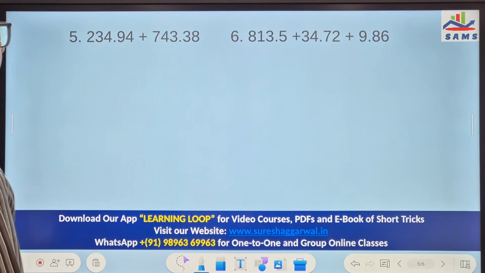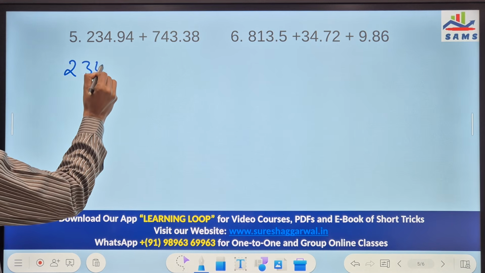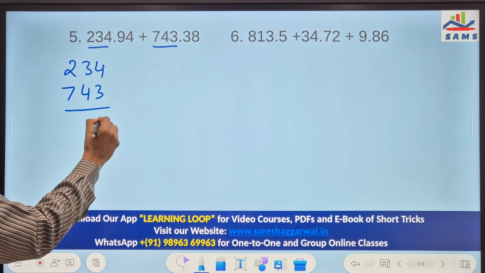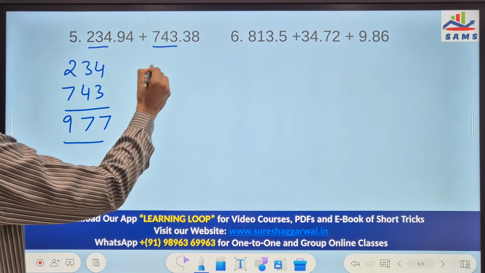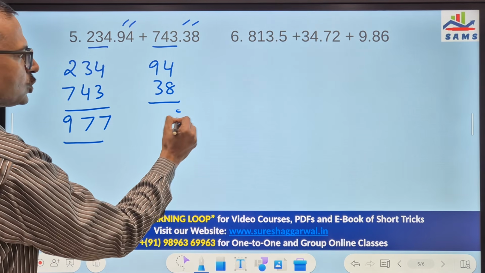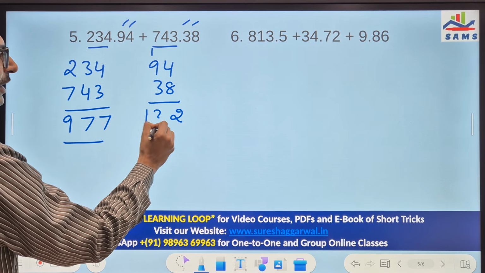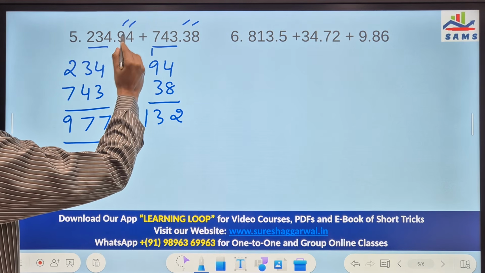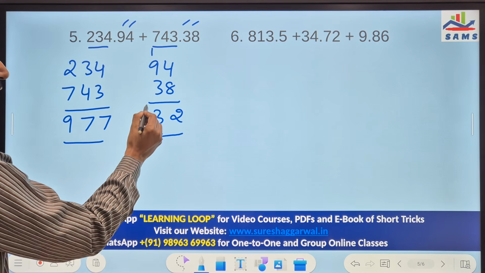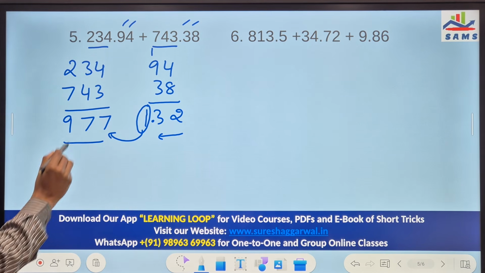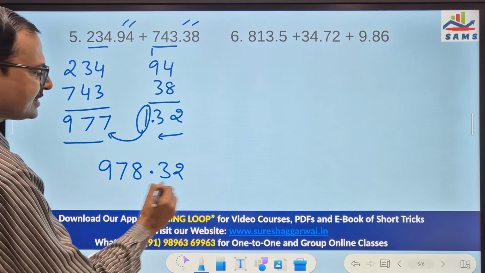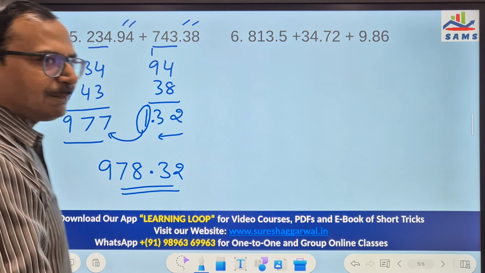Likewise, if we have some large numbers here, 234, 743, the numbers which are before the decimals. So this is 7, 7 and 9, and then 94 and 38, two digits here and two digits here. So this is 2, 1 carry, so 132. Now we have 3 digit number, but we need only 2 digits after decimal. So we will put a decimal like this, 2 digits after decimal. So here we have 1 which is carried forward to 977, which becomes 978. And then 0.32 retains its place to give you the required sum.